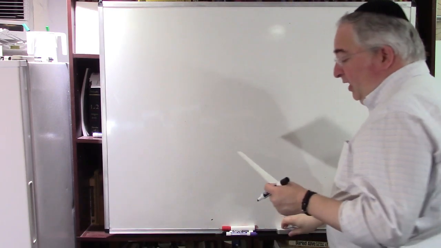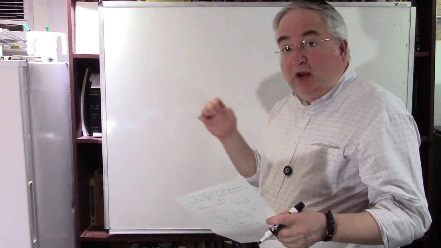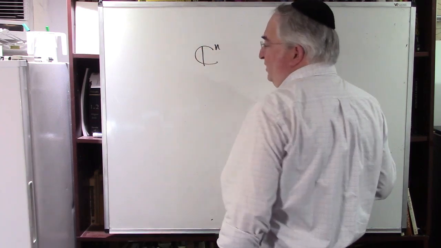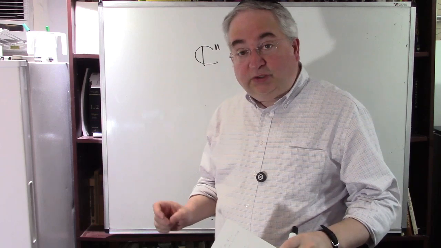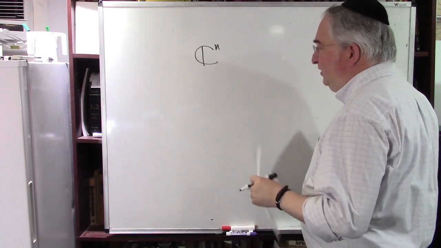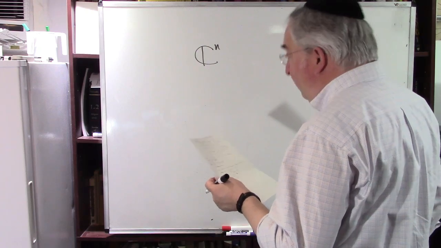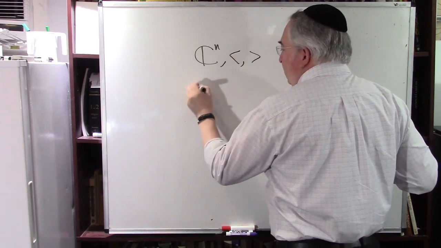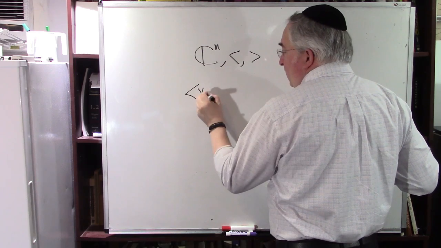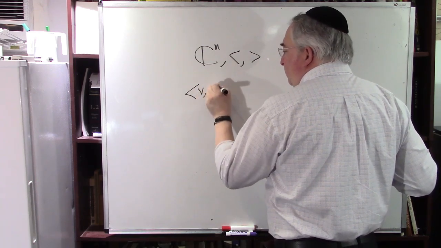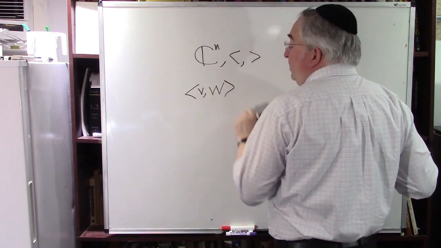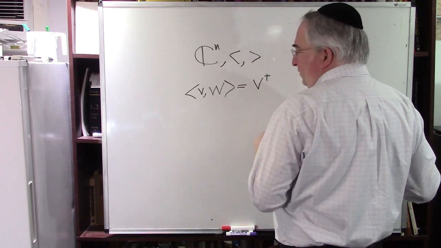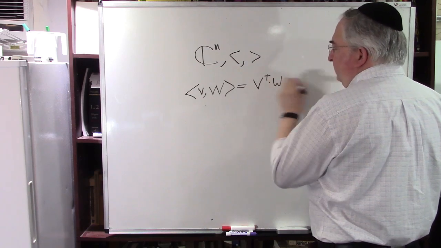Now we'd like to see an example. In the book I give a few examples, but I want to highlight one because it's the most important example that we're going to do, and that's C to the n. That's a complex vector space of vectors with n complex entries. I'd like to know what the inner product is for this. If you have a vector v that's n complex numbers, and a vector w that's n complex numbers, then their inner product is v dagger times w.